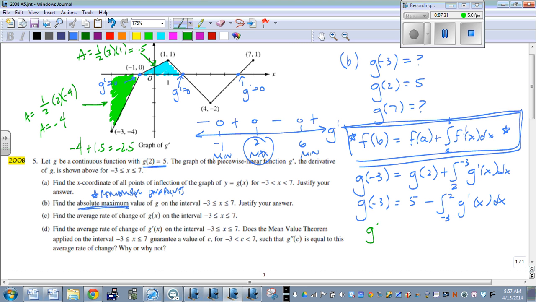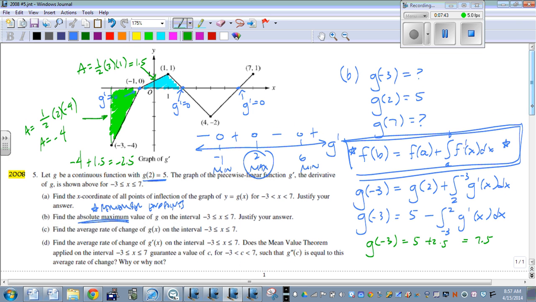So g of negative 3 is going to be 5 minus negative 2.5. So really it's going to be like 5 plus 2.5. So g of negative 3 comes out to be 7.5. So already we know this is bigger than this one, so this could be our absolute max, but we need to check g of 7 first to make sure.